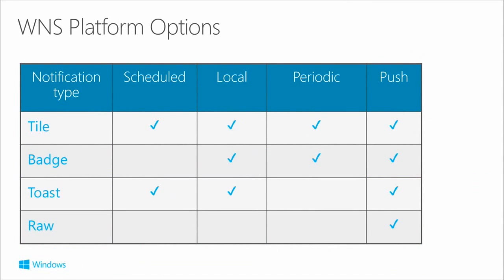There are some limitations on which kinds of updates we can use for which kinds of notifications. And you can see that here in this table. Tiles, we can use scheduled toast, periodic, or push. Badge, we can only use local and push, or local, periodic, and push. Toast, we can use everything except periodic because we don't want you sending a toast notification every half hour. That's just not a great user experience.